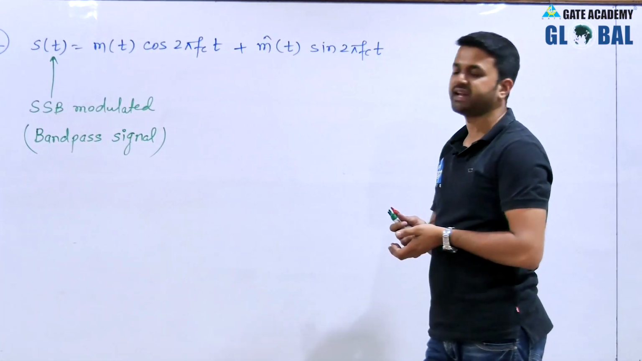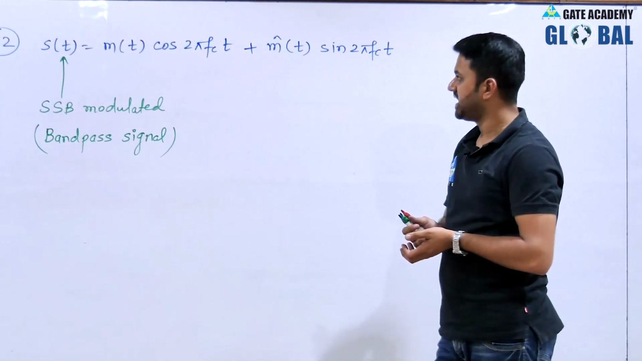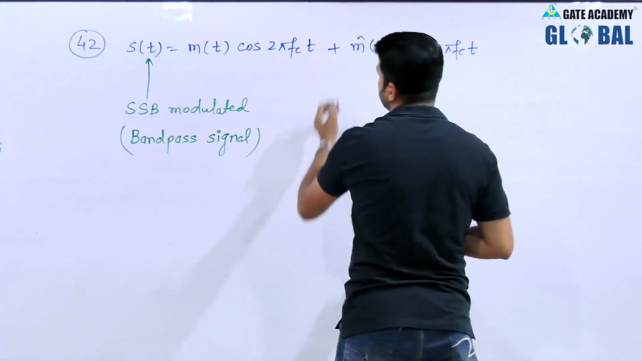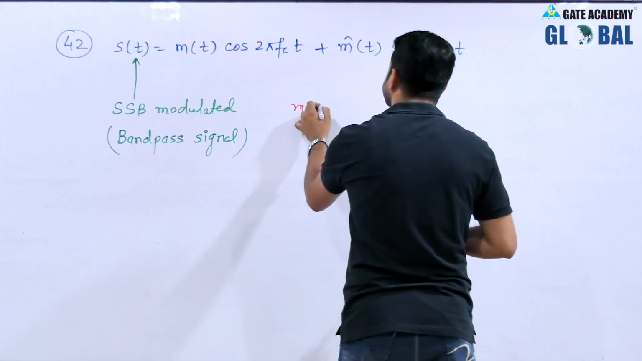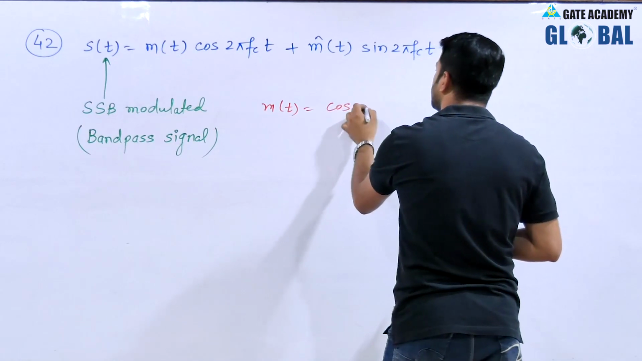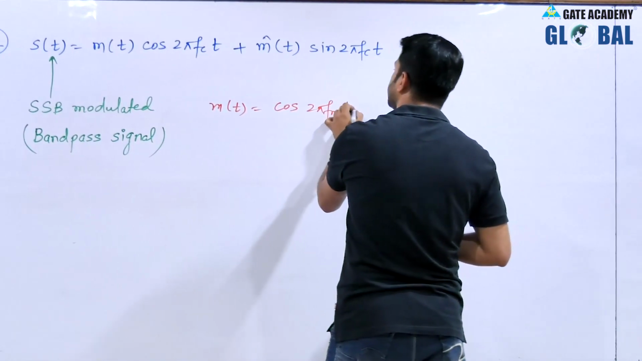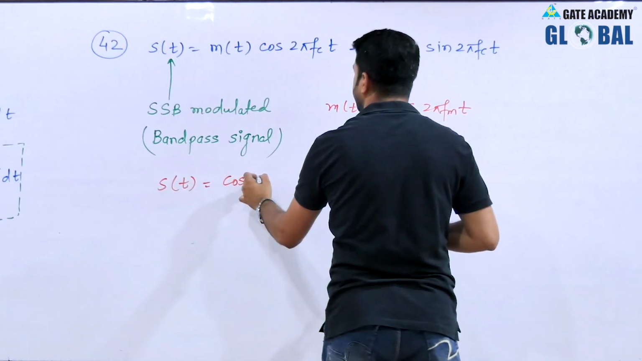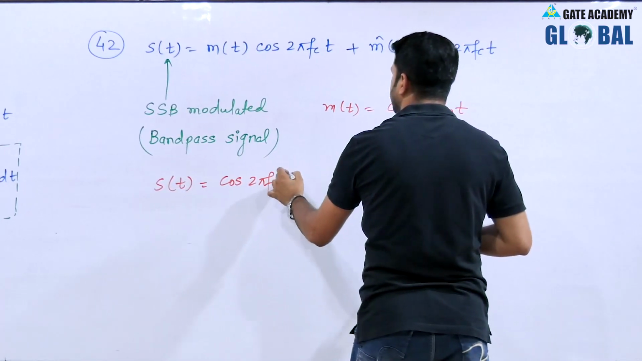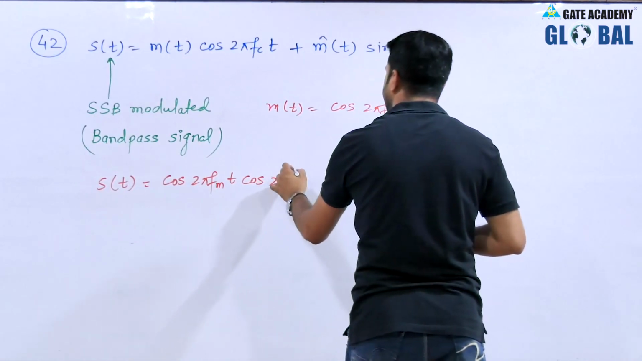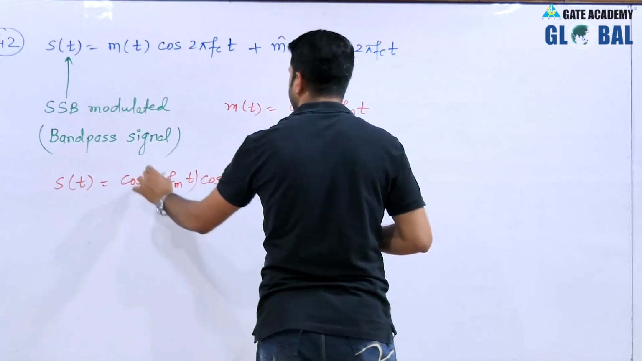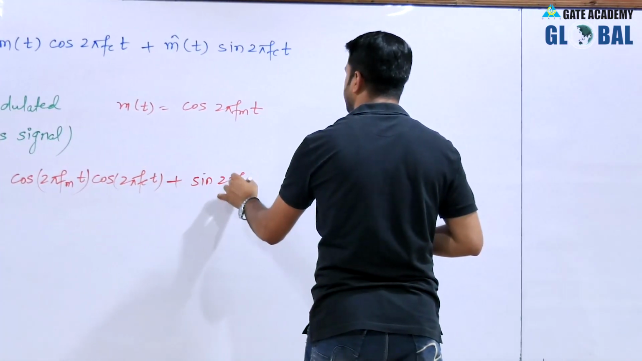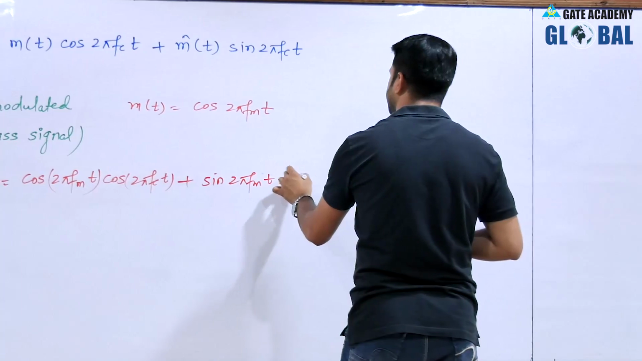You can also consider m(t) as a cos or sine, and then you can find the range. If there is a plus sign and if m(t) is cos 2πf_m t, then this s(t) will become cos 2πf_m t into cos 2πf_c t plus sin 2πf_m t sin 2πf_c t.